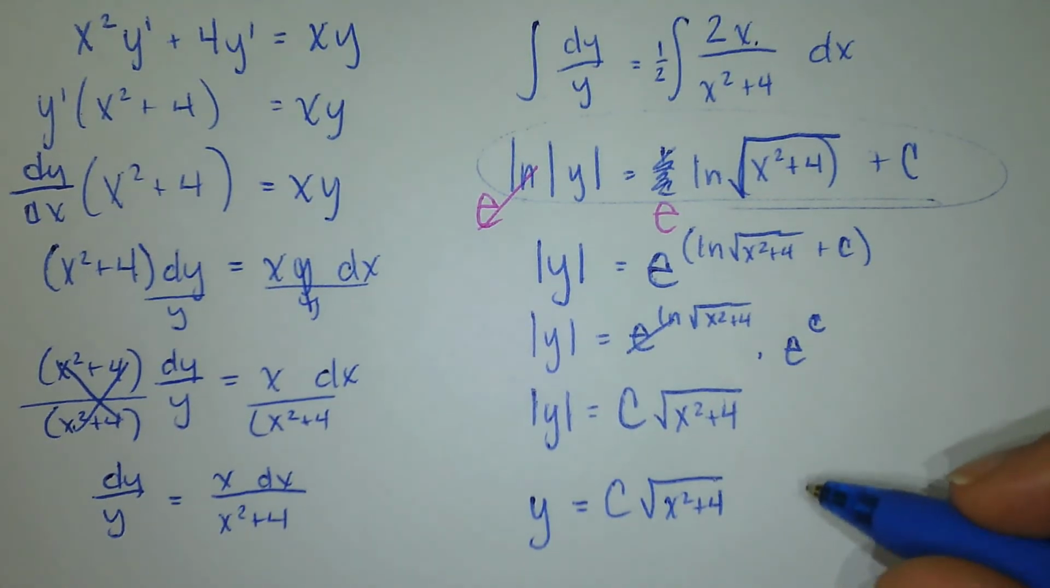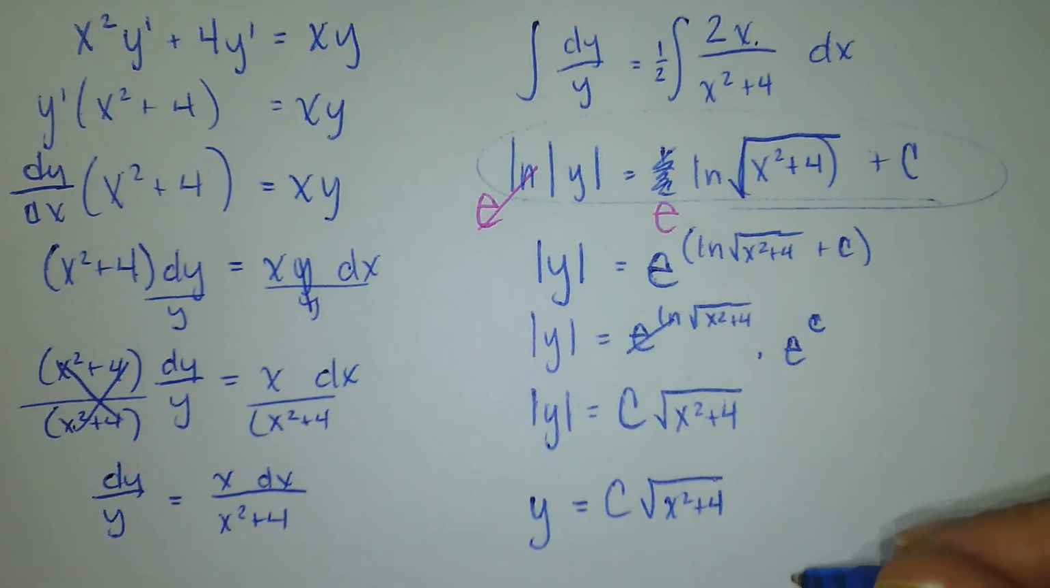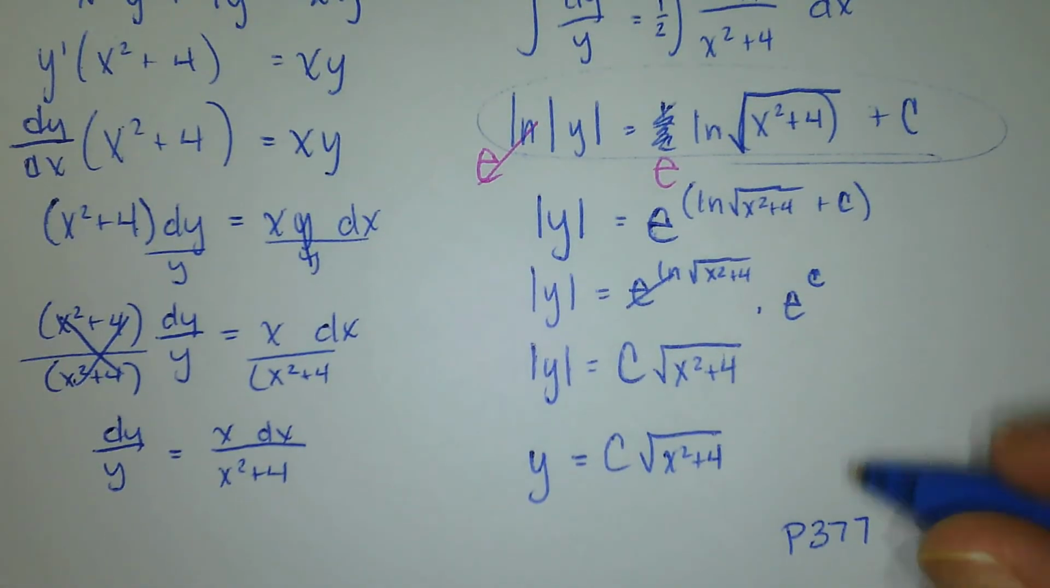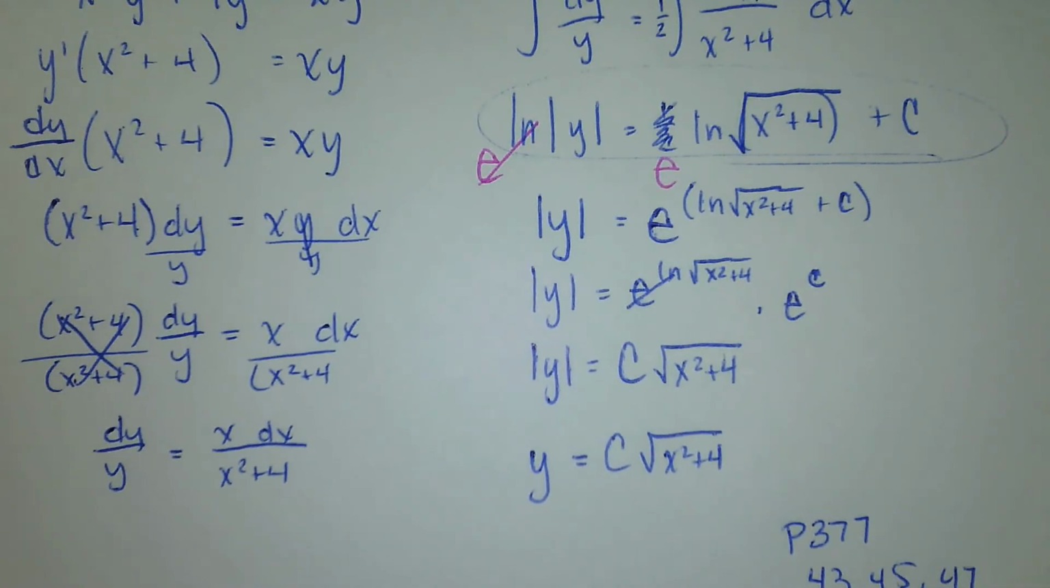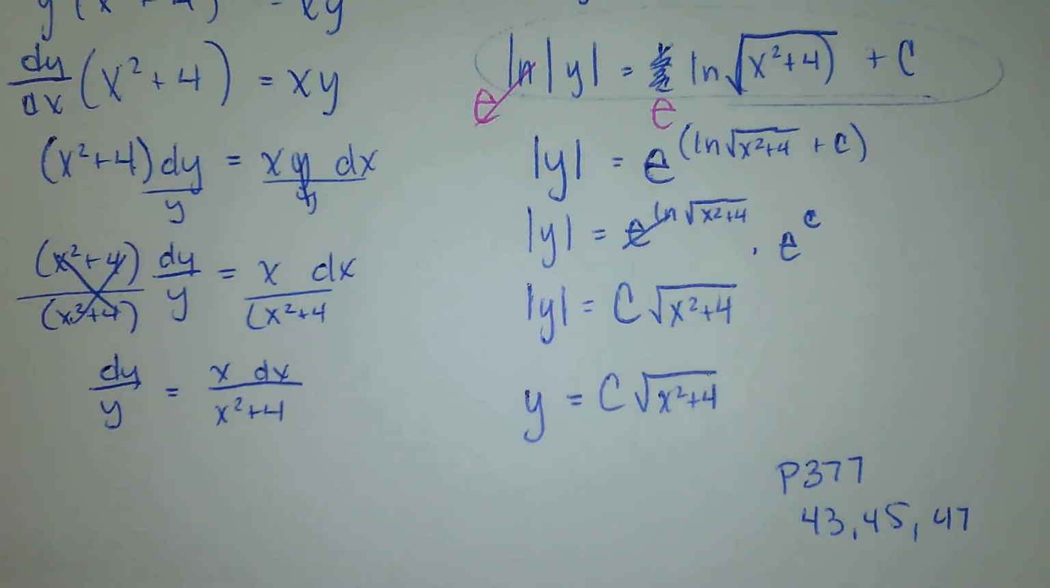All right, so I have 3 of them for you to try. Page 377. 43, 45, and 47. They're not too bad. See if you get stuck on any of them. If you do get stuck, just send me a message and I can kind of walk you through it. But I do want you to try them. So let me know if you're stuck. If you're not stuck, please just send in the answers. Okay?